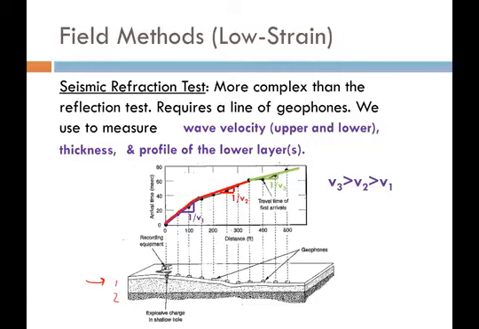We're going to make the assumption then that we are getting stiffer and denser with depth again. In other words, the velocity for layer 3 is going to be greater than the velocity for layer 2. It's going to be greater than the velocity for layer 1.